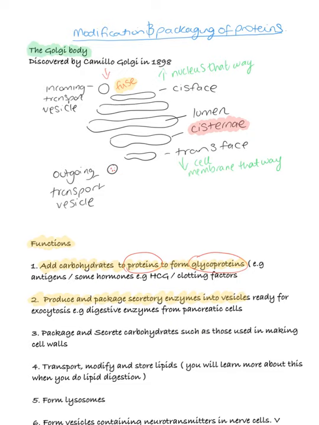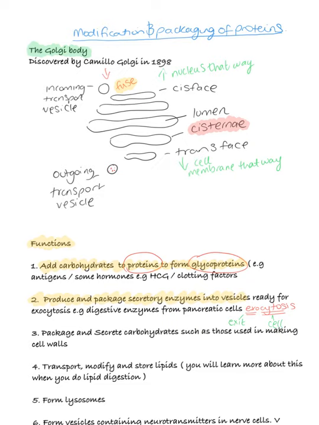For instance, we produce digestive enzymes in the wall of our stomach, in the wall of our small intestine, and also in our pancreas. So I just used this word exocytosis. I'm not sure how familiar you are with this term, but exo meaning exiting and cyto the cell. So exocytosis is when molecules are secreted out of the cell.